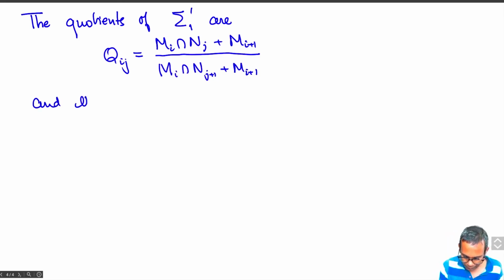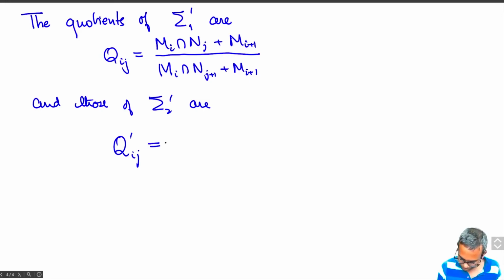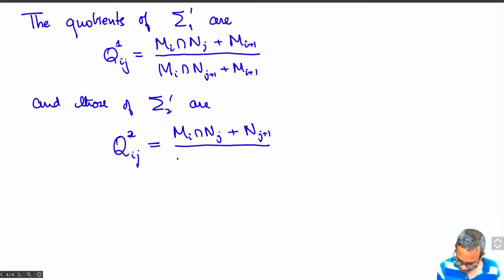And those of sigma 2 prime are q prime ij equal to, or maybe I'll call it, well, should be, maybe I'll call this q1 and I'll call this q2. Yeah, that makes more sense. And these are mi intersect nj plus nj plus 1 modulo mi plus 1 intersect nj plus nj plus 1. So these are the quotients of the two refinements that we have constructed.